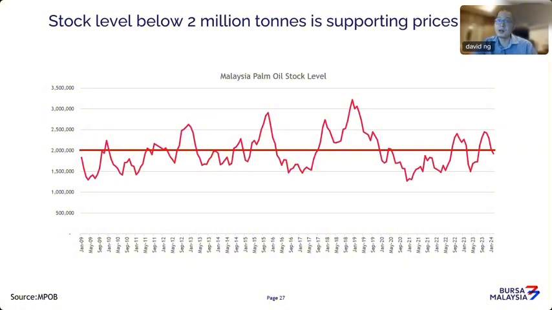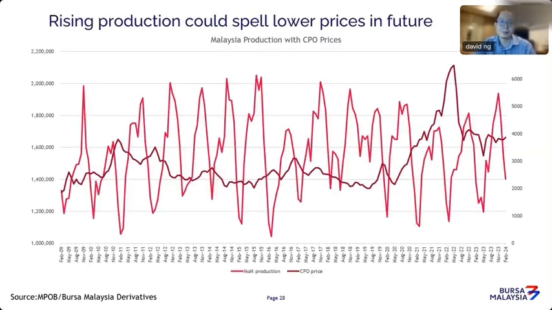We've seen that back in the early part of 2023 or even the second half of 2022. That's where we saw CPO prices rally to an all-time high, because the stock level at that time was only about, I think, 1.5 or 1.4 million metric tons, which is quite crucial. When stock level is pretty low and demand is still strong, that tells you prices will just have to go higher. So monitoring stock levels is important whenever you are trading the CPO market.